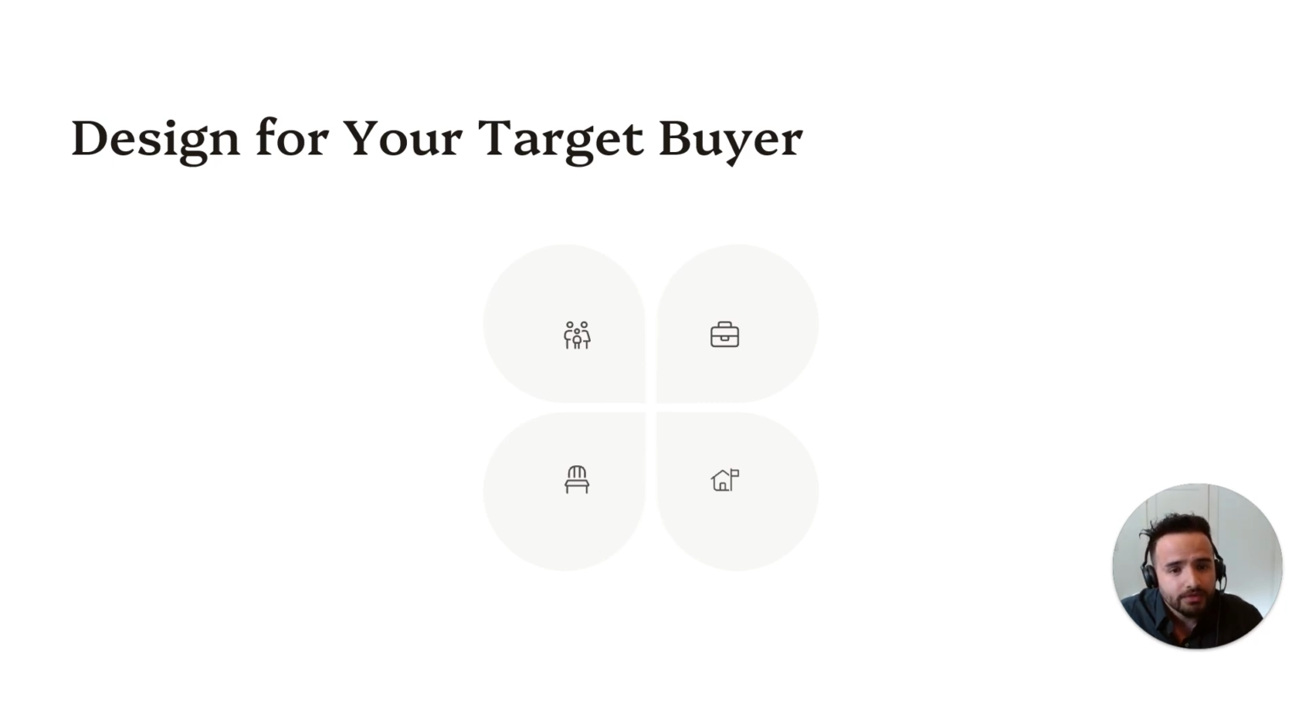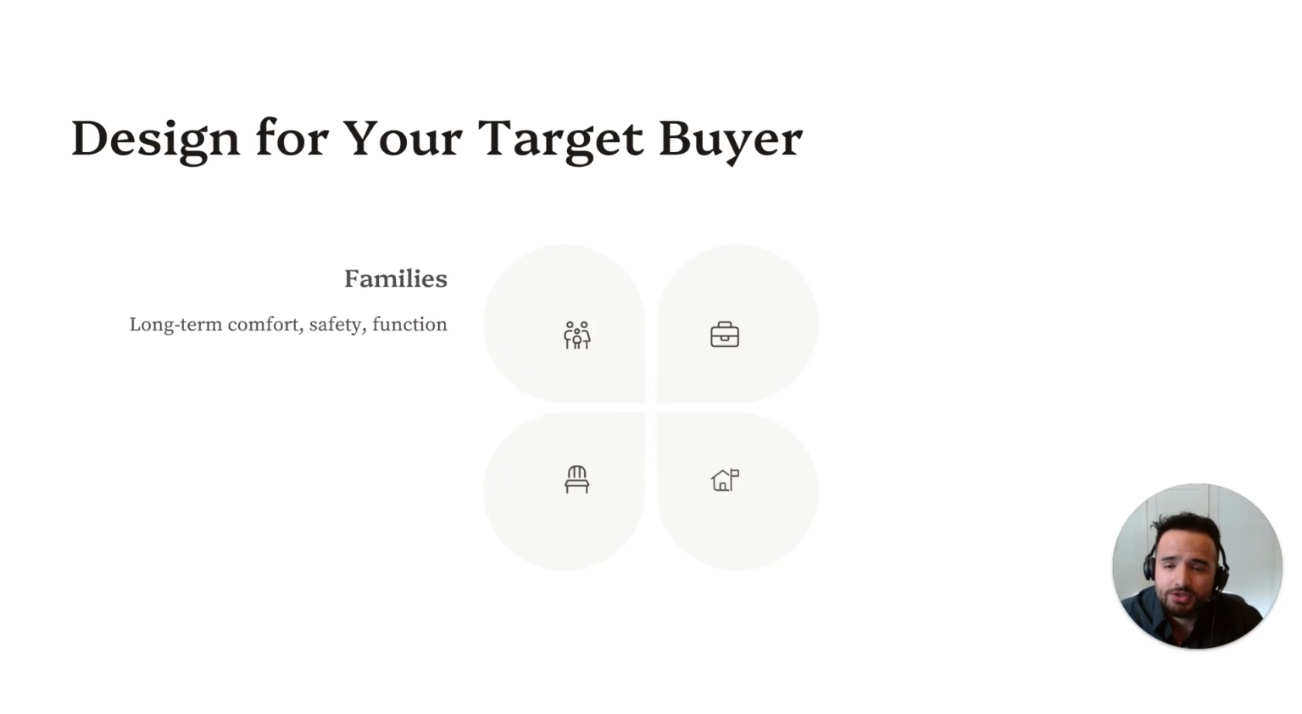Now, it's important to understand who you are designing for. Whether it's a family, retirees, investors, or first-time buyers, each has different priorities. The design should align with their specific needs to create the most appealing and functional space.